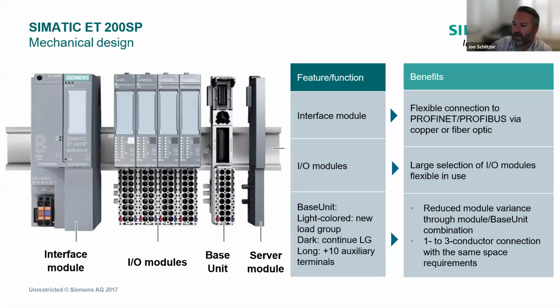What's nice here is you can save some time wiring. The 24-volt power can actually be passed from base unit to base unit. So you don't have to run 24-volt to each one of these modules. You run 24-volt to the first module. That has to be a light-colored module. And then if you put in the darker-colored base units next to that, it connects its 24-volt to the module to its left. And then finally, at the end, you have your server module.